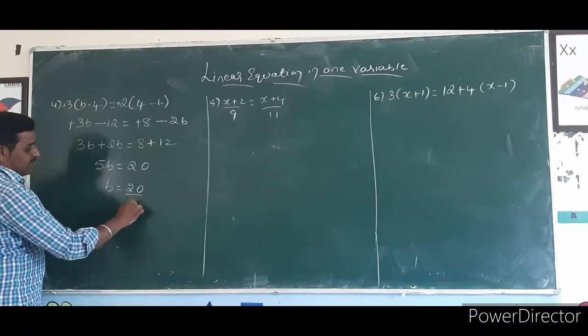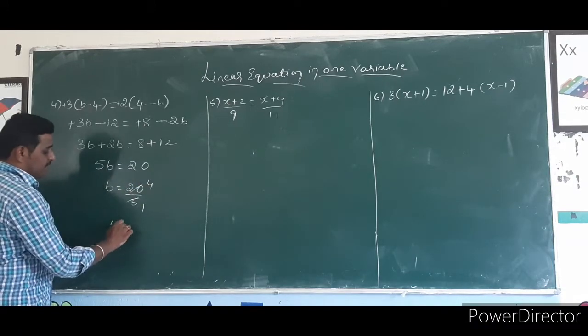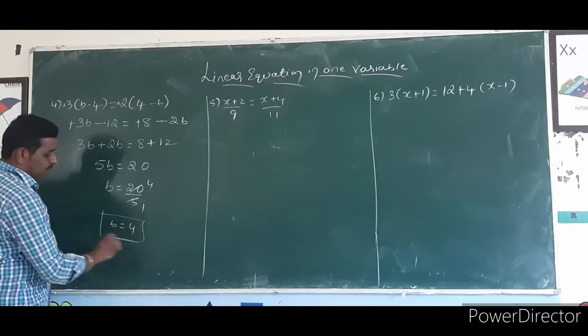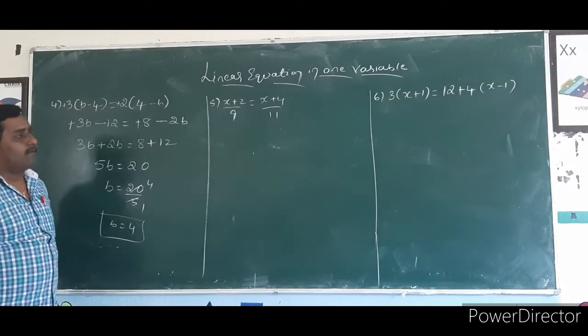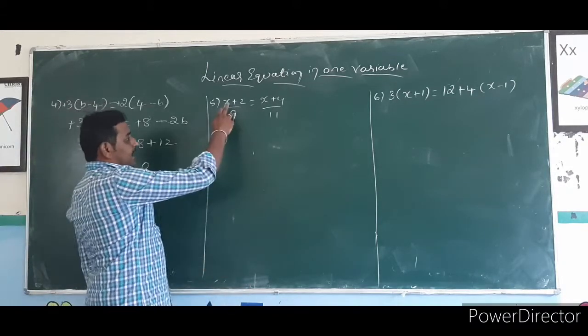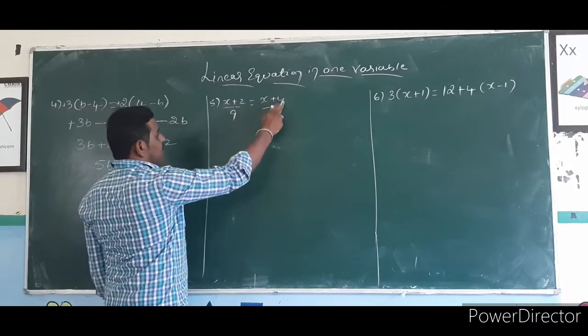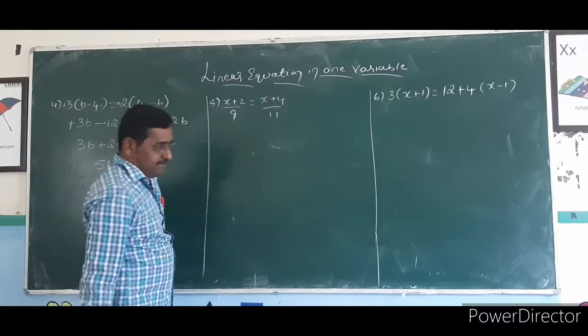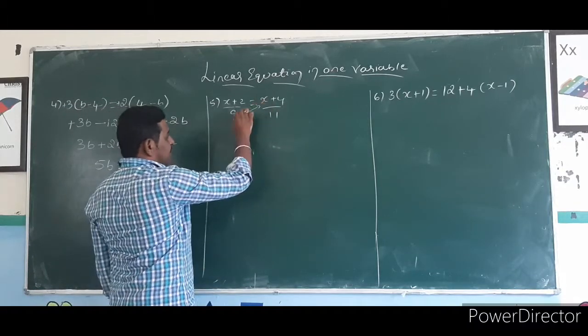This 5 will come under the denominator. 5 ones are 5, 5 fours are 20. b is equal to 4. So it's like this, you can simplify the problem. In the next problem, x plus 2 divided by 9 is equal to x plus 4 divided by 11. So here also, if they are given like this, first cross multiplication.